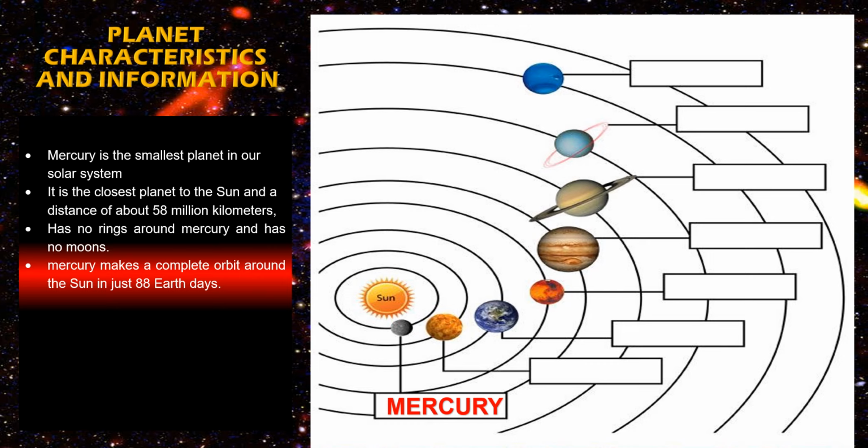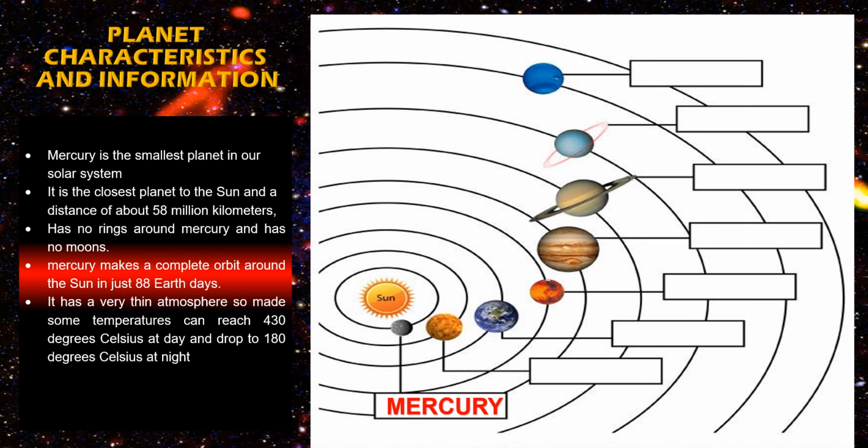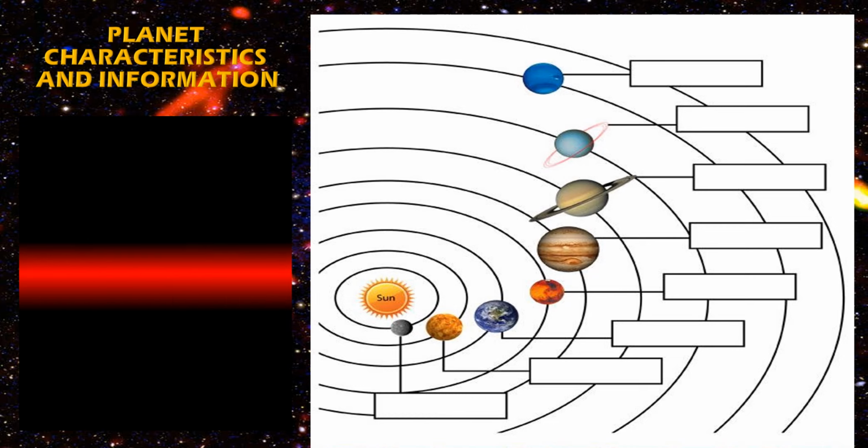Mercury makes a complete orbit around the Sun in just 88 Earth days. It has a very thin atmosphere, so its temperature can reach up to 430 degrees Celsius during the day and drop to minus 180 degrees Celsius at night.